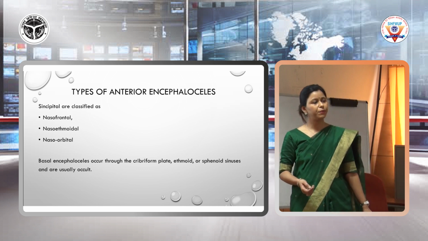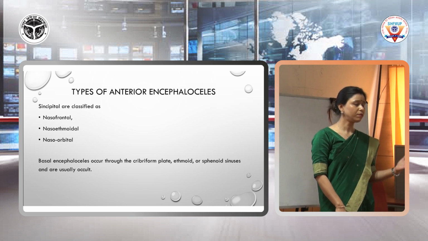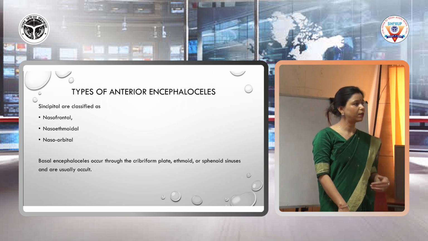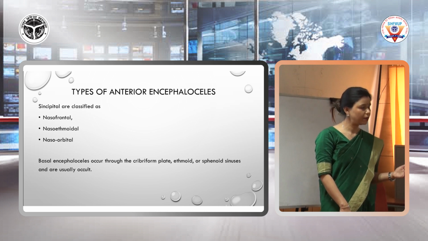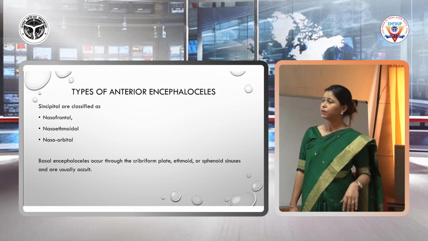So nasoorbital presents at the lateral end of the cribriform plate or at the lamina papyracea level, right, where the frontal process of the maxilla joins with the ethmoid. Okay, so at that level the nasoorbital encephalocele may present.